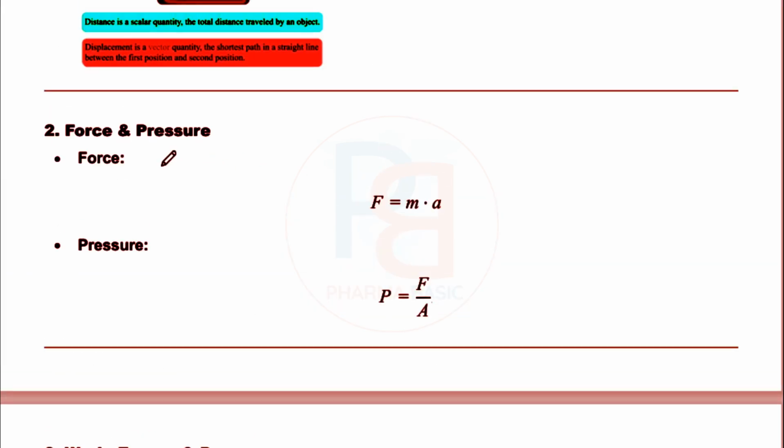So force F is equal to ma. It is Newton's second law. F is equal to ma, where m is the mass, a is the acceleration. So force is equal to mass into acceleration. So pressure P is equal to force by area, F by A.